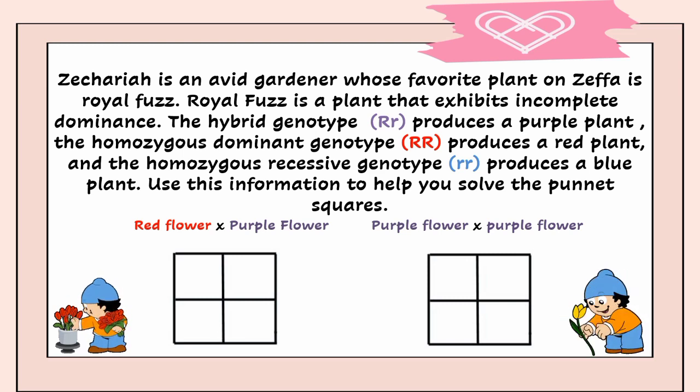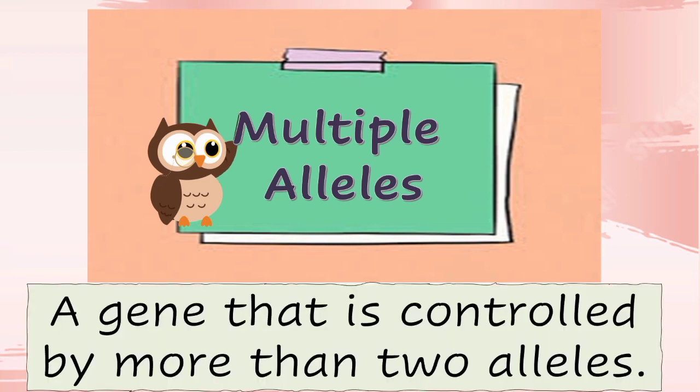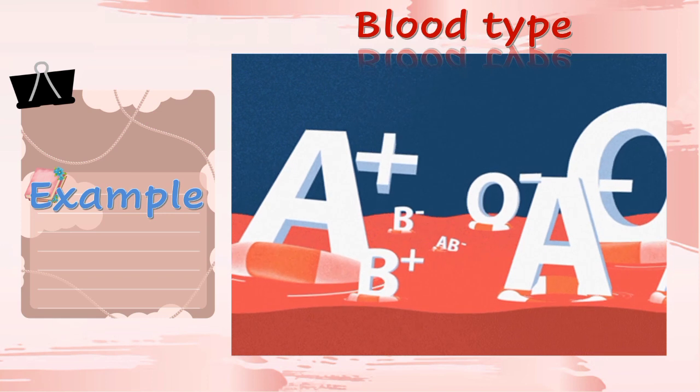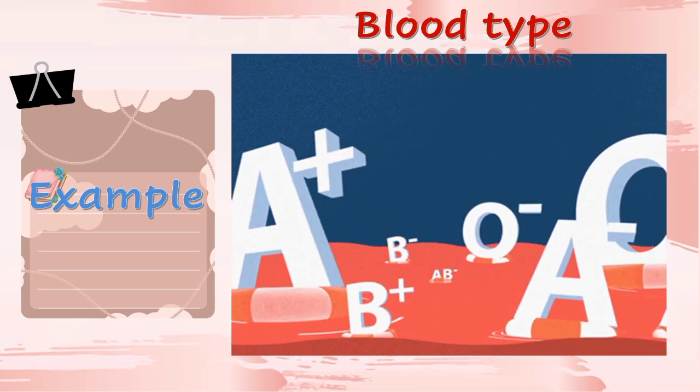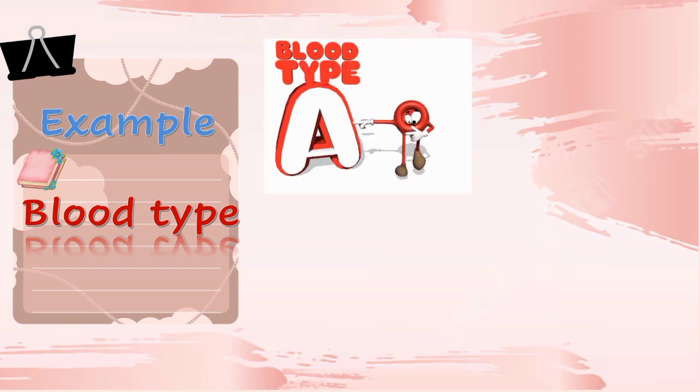And for the last type of non-Mendelian inheritance, we have what we call multiple alleles. Multiple alleles is a gene that is controlled by more than 2 alleles. The best example for that is what we call blood type. Do you know what your blood type is, everyone? So these are the different blood types that we have: blood type A, blood type B, blood type AB, and blood type O.